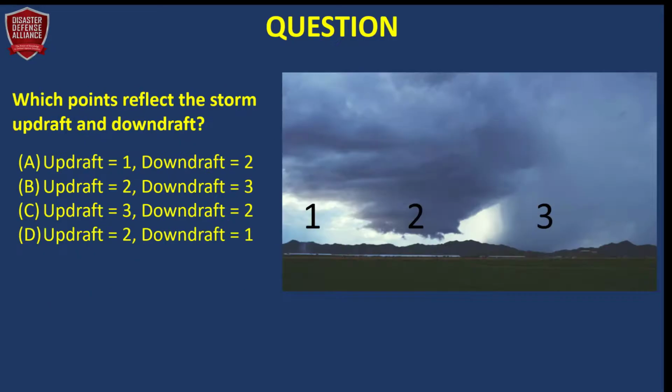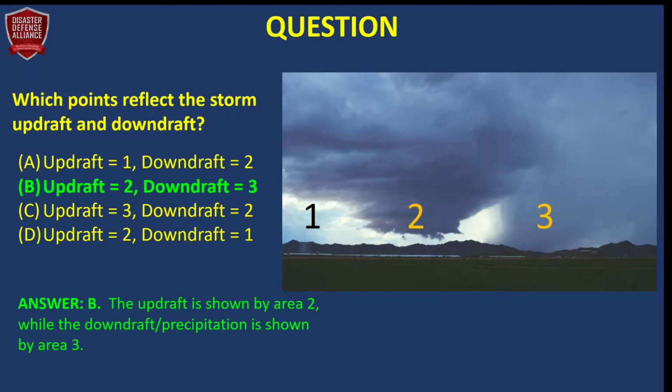How about this question? Here we see 3 points labeled 1, 2, and 3 for a given thunderstorm. Which points reflect the storm's updraft and downdraft? Hopefully you see the rain-free cloud base at point 2 associated with the updraft and the heavy precipitation to the right of that associated with the downdraft, so the answer would be B.